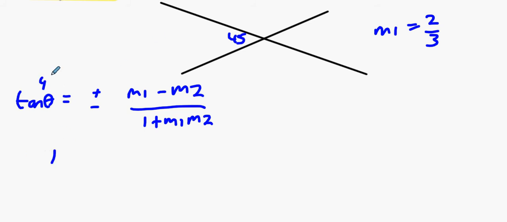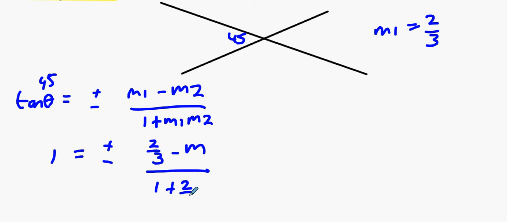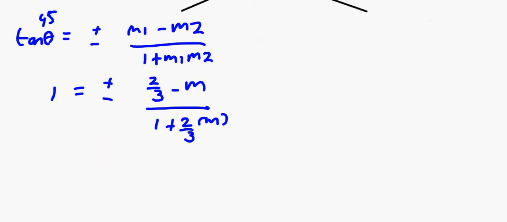So tan 45 equals plus or minus 2/3 minus m all over 1 plus 2/3 times m. I'll get a common denominator before I do anything else. So I'm just going to keep it as 1 equals plus or minus. Now, 2/3 minus m, guys, what do we think? Put 3 top and bottom, so what do you think the answer would be? 2 minus 3m over 3.